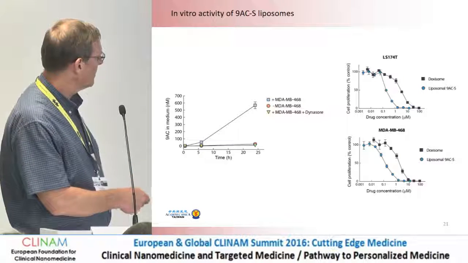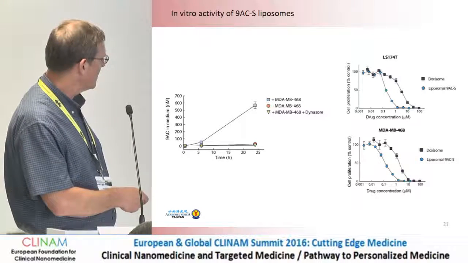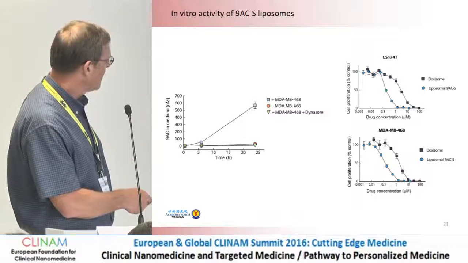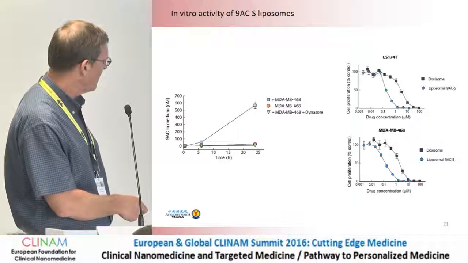And if we just do in vitro with cancer cells, we can see that compared to Doxosome, which is kind of the gold standard, we're getting similar cytotoxicity in vitro, maybe a little bit better.